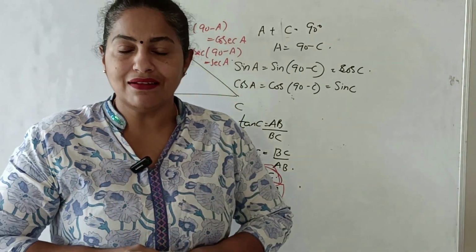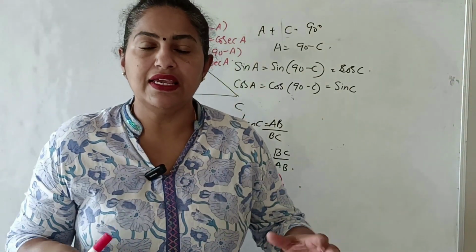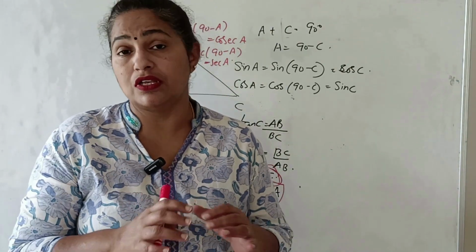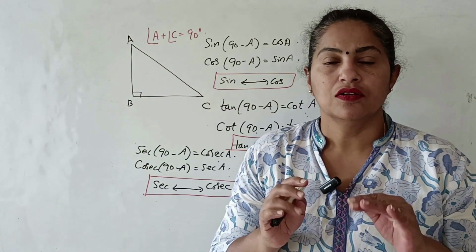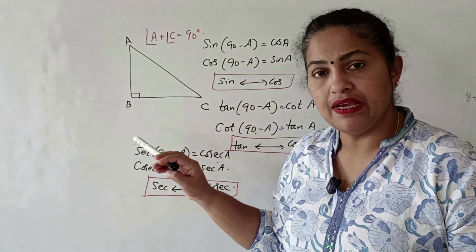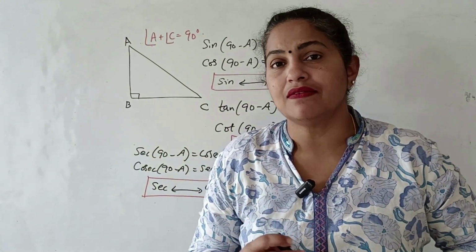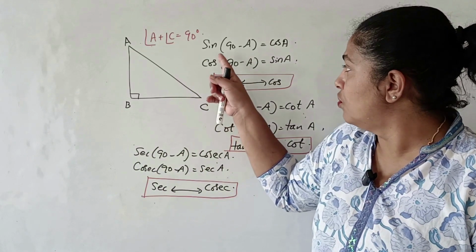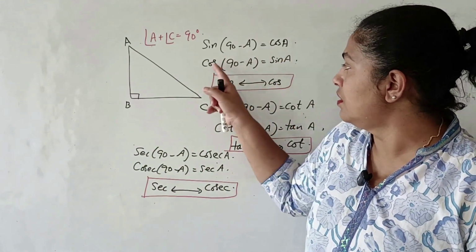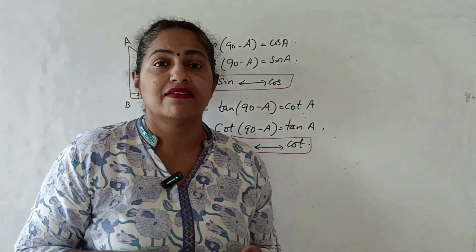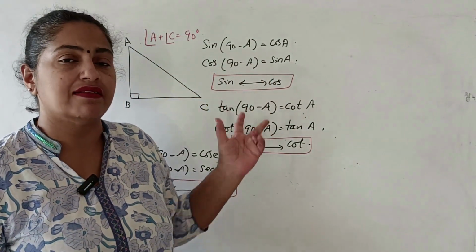Okay. Now, let us write this down neatly in a proper table and then we follow it up with a few sums so that you get it very clear. So I have written down whatever we have learned right now over here. A right angle triangle where angle A plus angle C is 90 degrees because angle B is a right angle. So sin of 90 minus A will give me cos A. Cos of 90 minus A will give me sin A. And therefore I can say sin and cos are complementary.